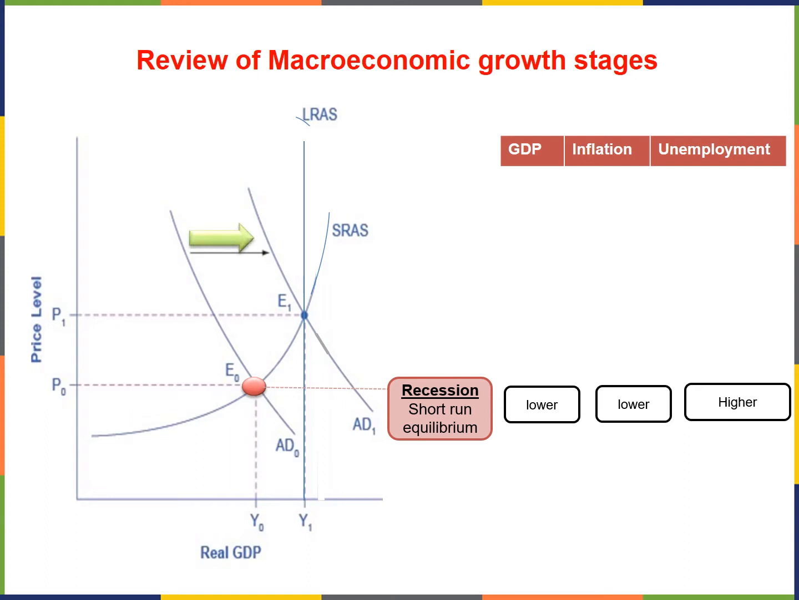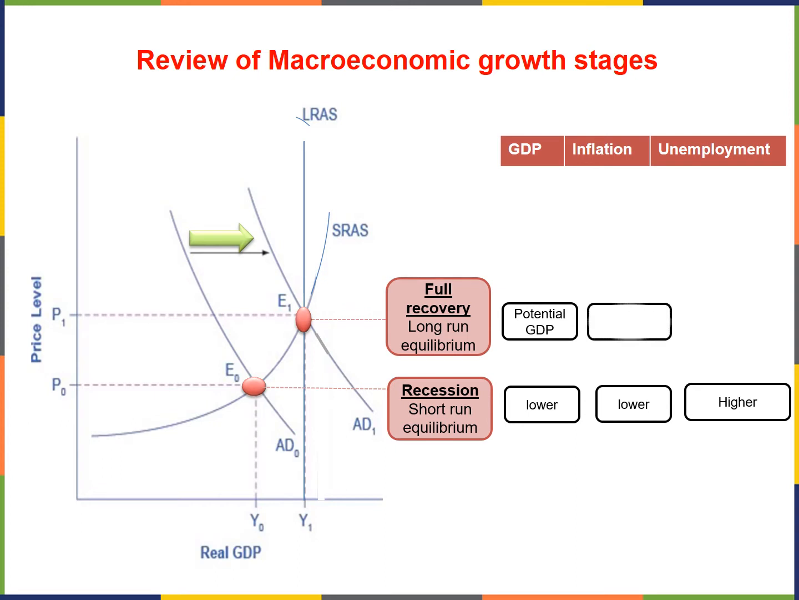And then when there's a shift of aggregate demand to the right, we reach full recovery in the long run equilibrium. GDP reaches potential GDP. Inflation is increasing and unemployment reaches the natural rate of unemployment.